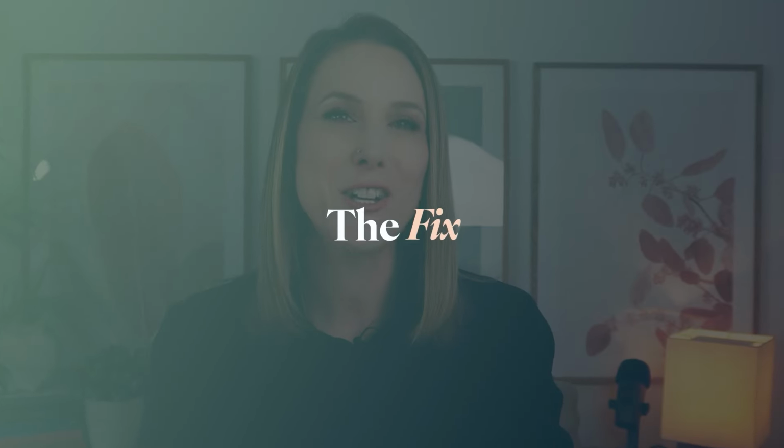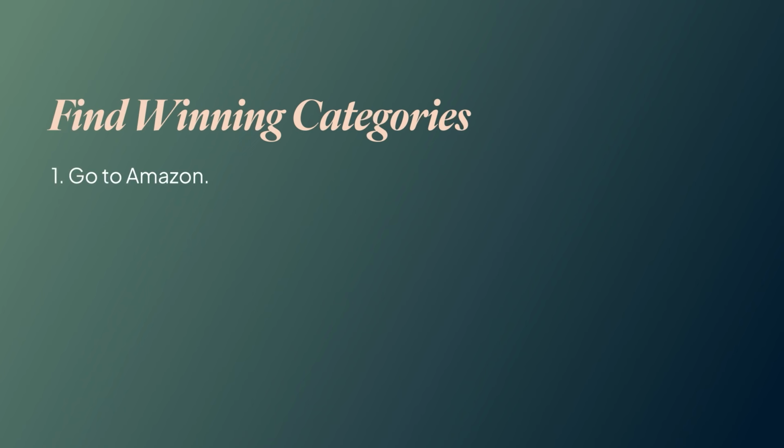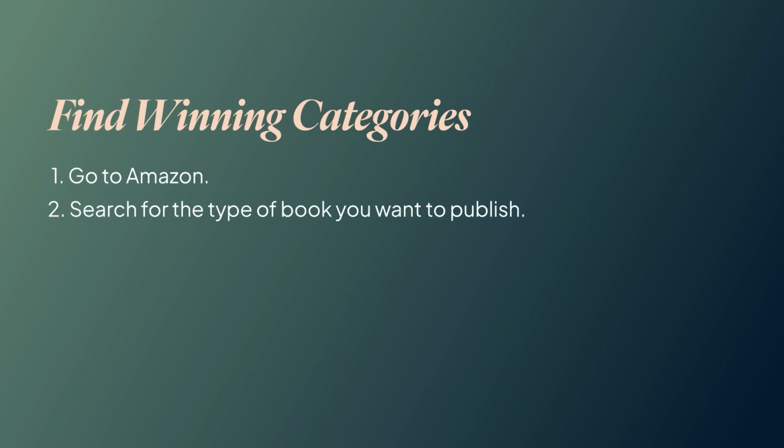So what's the fix here? How can we make sure that we're avoiding the ghost categories while also making sure that we're placing our book into 3 categories where we actually have a reasonable chance of becoming a bestseller? So you can head over to Amazon and type into the search bar the type of book that you plan to publish.